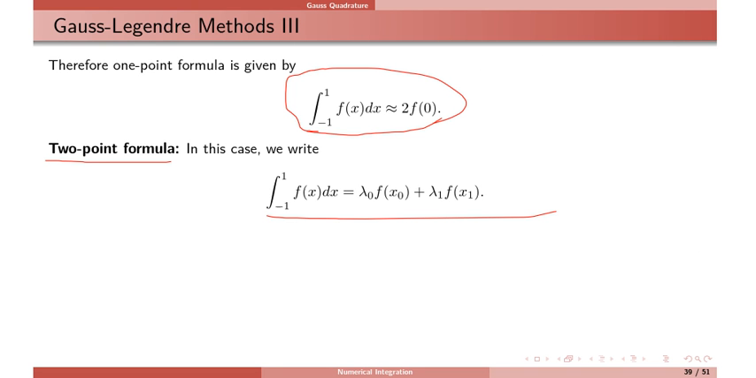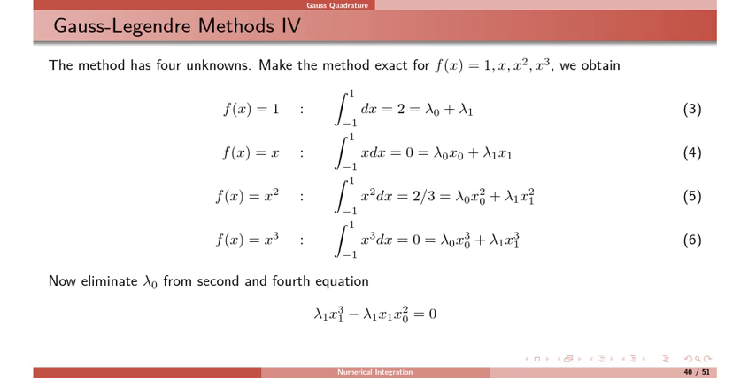So you have four unknowns: lambda 0, x0, lambda 1 and x1. To find four unknowns, you need four equations. So we substitute f(x) equal to the constants x power 0, 1, x square and x cube to find these different unknowns. Firstly, we will fit f(x) equal to 1 on both sides.